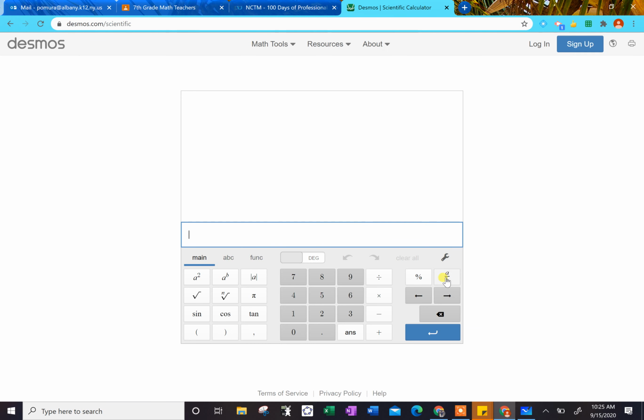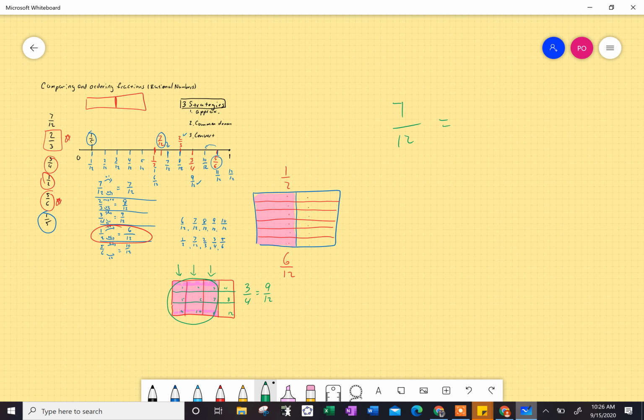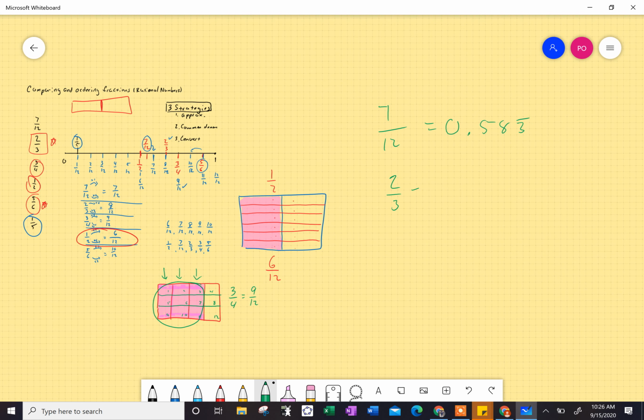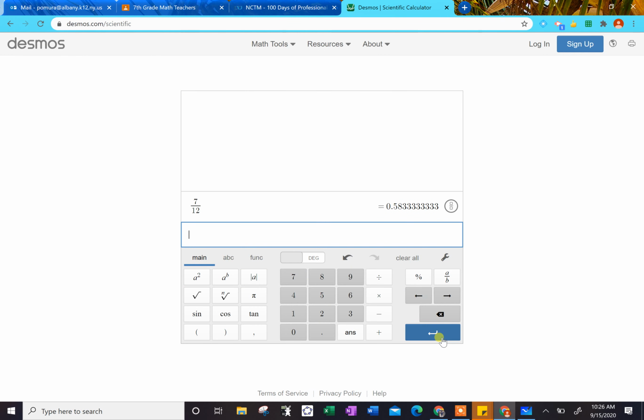And this is pretty slick. Over here is an AB key. You press that. You type in 7/12, and it tells you that your answer is 0.583 repeating. So I go back to here, and I can say 0.58 with a bar over the 3, and then I could say, well, what's 2/3? And then I go back, and I say, okay, 2/3 becomes 0.6 repeating.